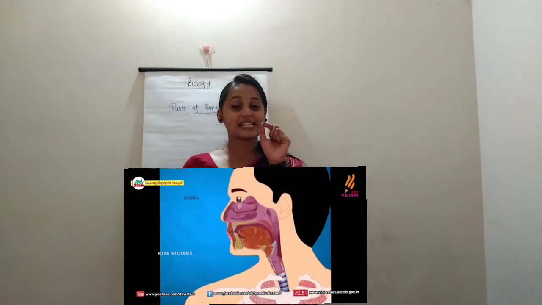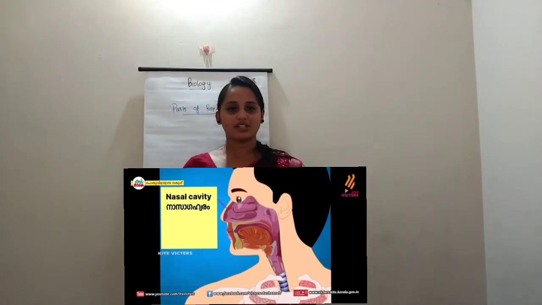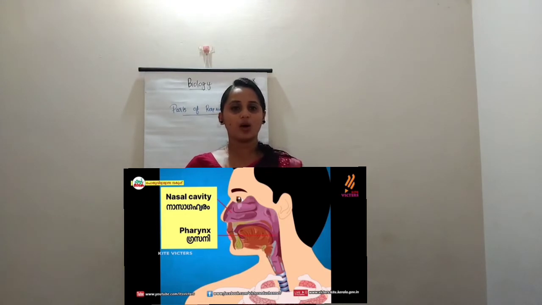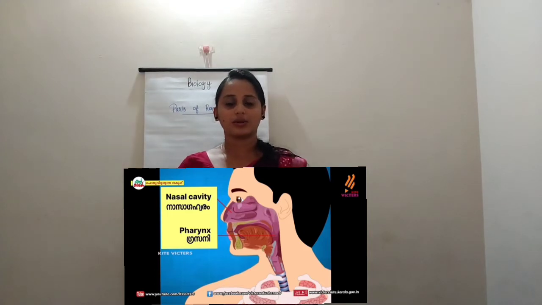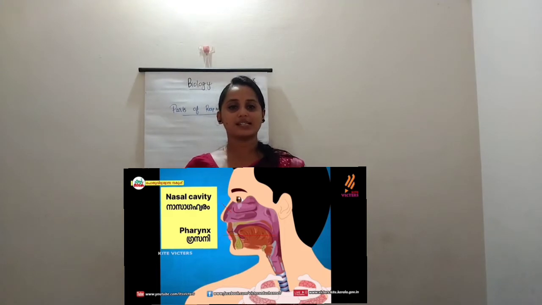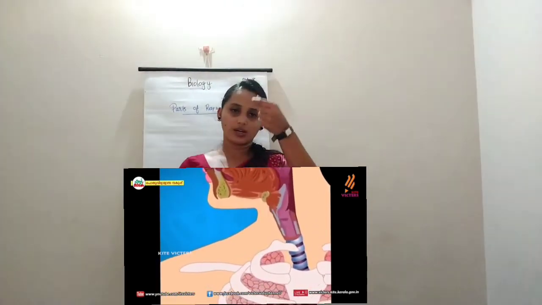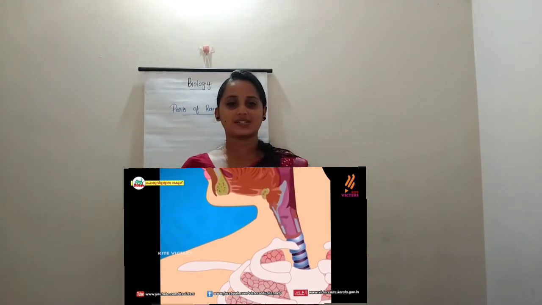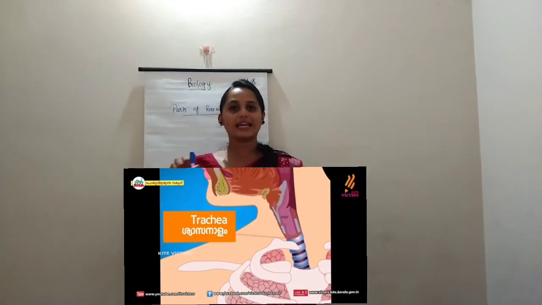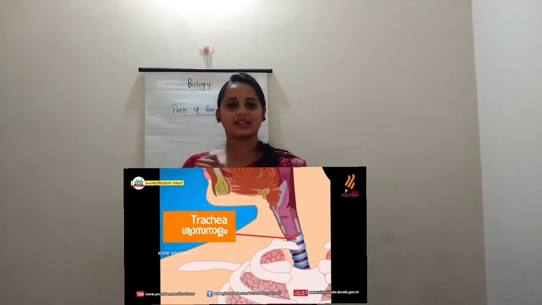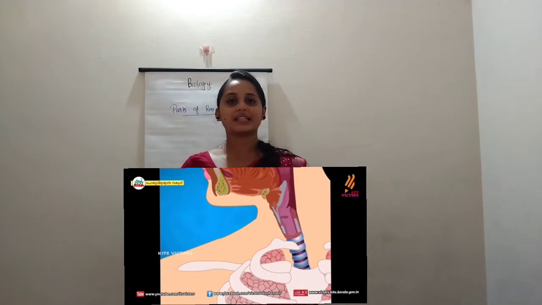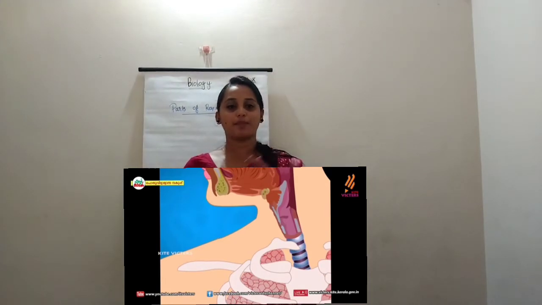Now you can see the nasal cavity. The nasal cavity connects with the nostrils. Now this is the trachea. It's a long, tube-like structure. That is the trachea. And now you can see the larynx. And this is the epiglottis.